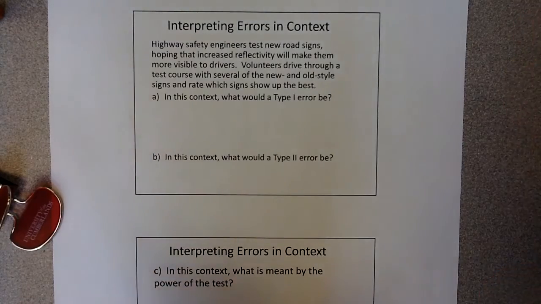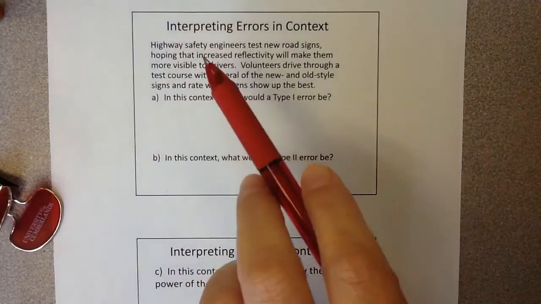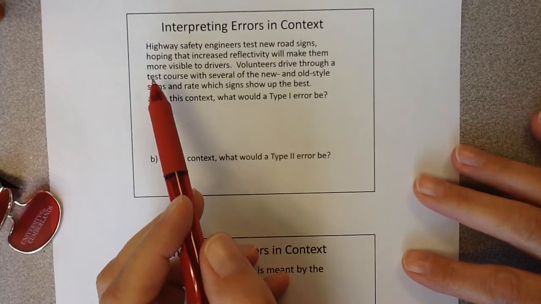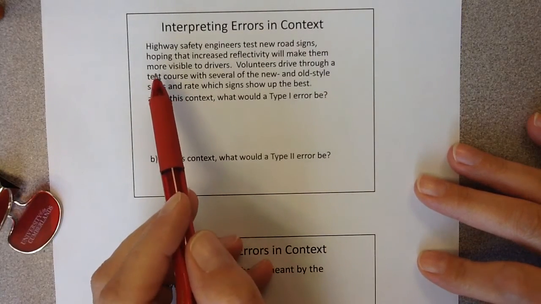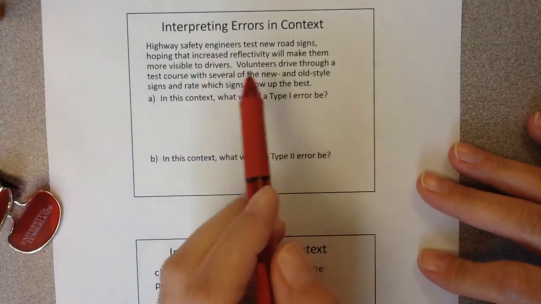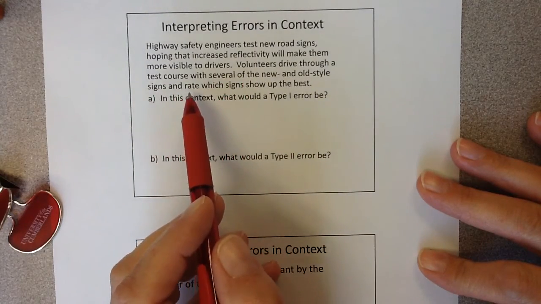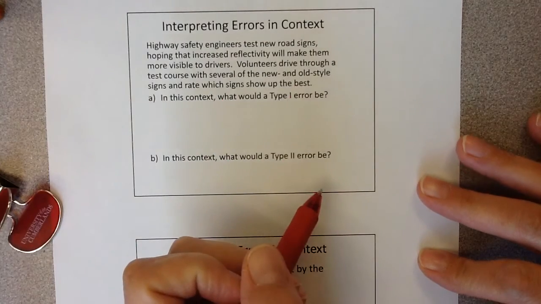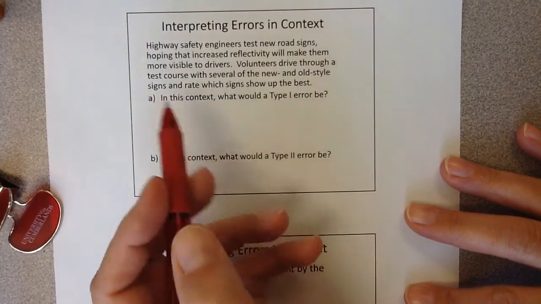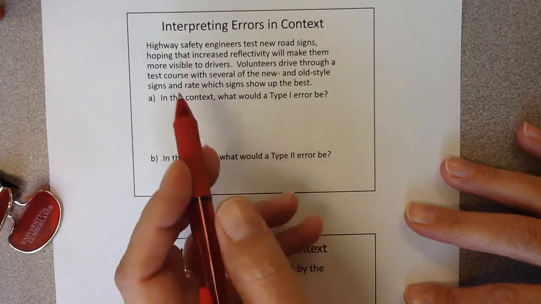And the other thing is to interpret errors in the context of a real world problem. So something like this one. So we have these highway safety engineers who test some new road signs, hoping that increased reflectivity will make them more visible to drivers. Volunteers drive through a test course with several of the old and new style signs and rate which signs show up the best. So, probably they've disguised which ones are which. They've got them all randomized and people rate.